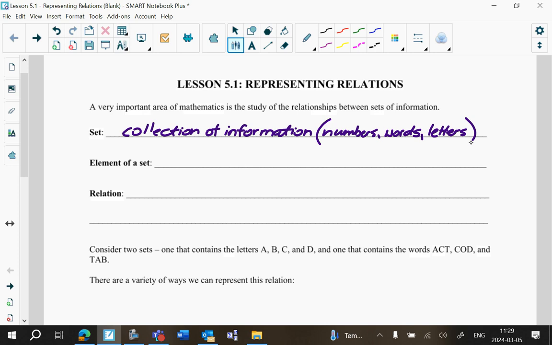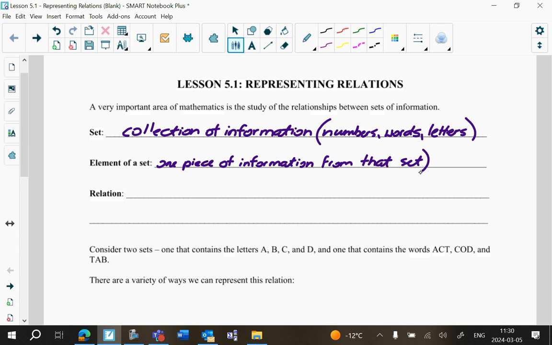The element of a set, the word element, means one piece of information from that set. So like if we had a set of numbers 1 to 10, an element would be 5. Or an element would be 7. If I had a set of information that contains all the letters in the English alphabet, an element of that set would be Q, and so forth.